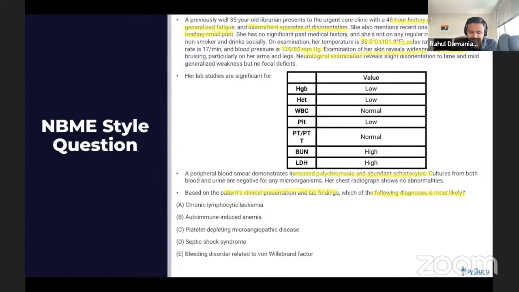Based on the clinical presentation and lab findings, which of the following is most likely? A, CLL. B, autoimmune hemolytic anemia. C, a platelet depleting microangiopathic disease. D, septic shock. E, bleeding disorder related to von Willebrand factor deficiency. What do you think is the best answer here?